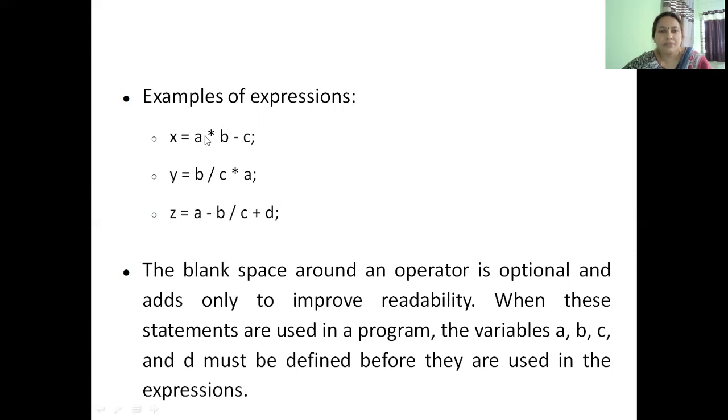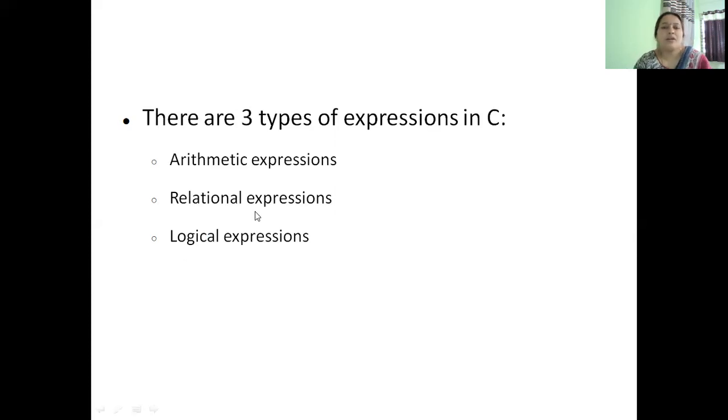Some example expressions are x equal to a into b minus c, y equal to b slash c into a, z equal to a minus b slash c plus d. So whatever variable names I have used in all these expressions, all these variables should be declared before they are used in the expressions. In C language, there are three types of expressions: arithmetic expressions, relational expressions, and logical expressions.